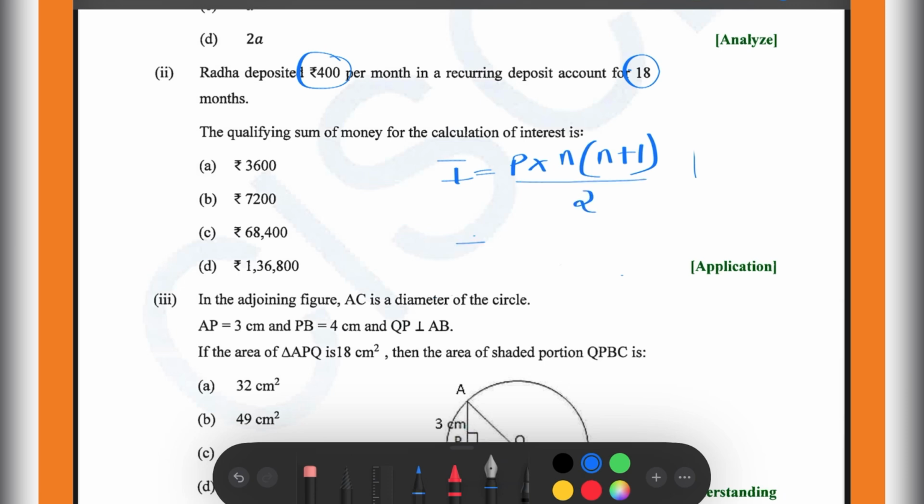Now what is the formula? According to this, the principal amount is 400 into n. N is what? 18 months. So 18 plus 1 will be 19, upon 2. When we calculate, the answer is 68,400. I hope this option is there. Yes, it is option C. So like that you have to solve, students. Understand the question, read the question, and do it fast. In MCQs you are not going to take a longer time because there are so many questions left. Now we move to the next one.